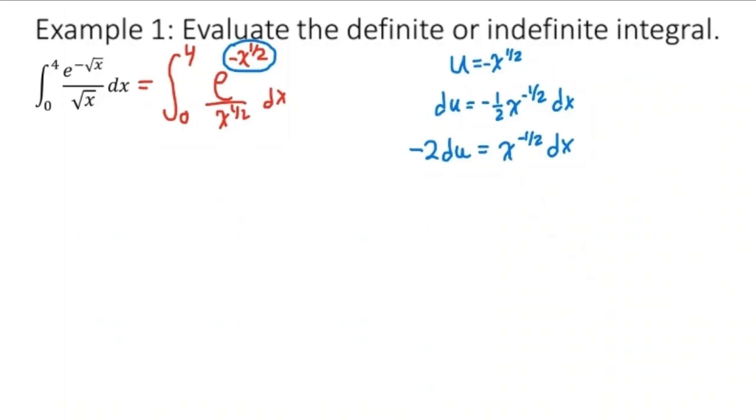I also don't see an x to the negative 1/2 in my integrand, but I do see an x to the 1/2 in the denominator of my integrand. So we should rewrite the x to the negative 1/2 we have right now in our differential so that it doesn't have negative powers. And that becomes 1 over x to the 1/2 dx.